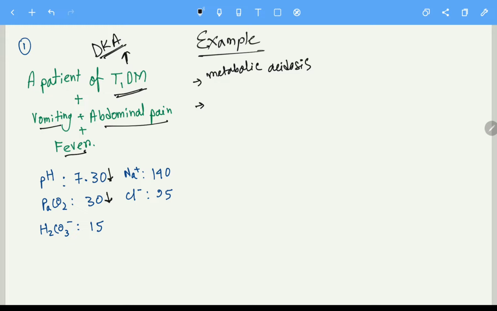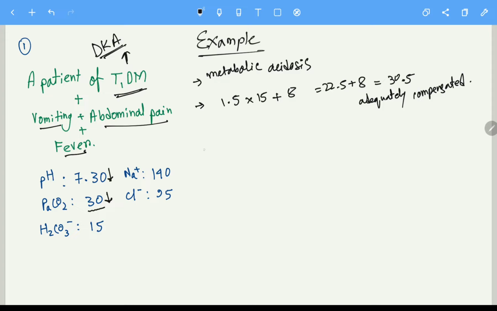What is the compensation in metabolic acidosis? The expected PaCO2 is 1.5 times bicarbonate plus 8. Bicarbonate here is 15, so 1.5 times 15 is 22.5, plus 8 is 30.5. So PaCO2 is 30. So it is nearly equal. So we can say this metabolic acidosis is adequately compensated.